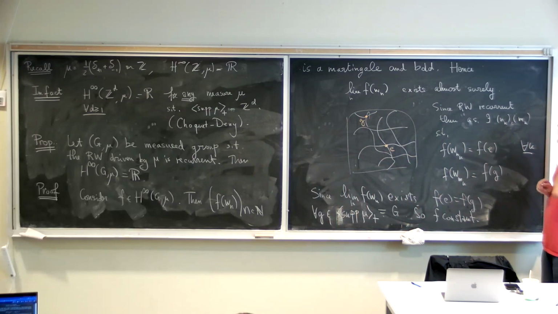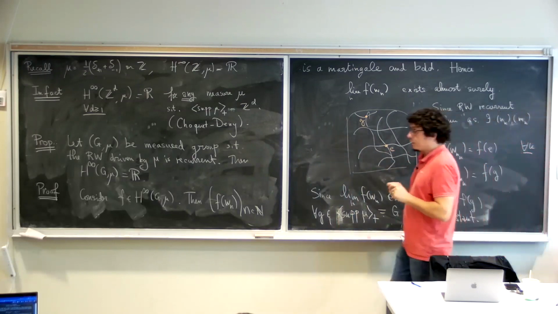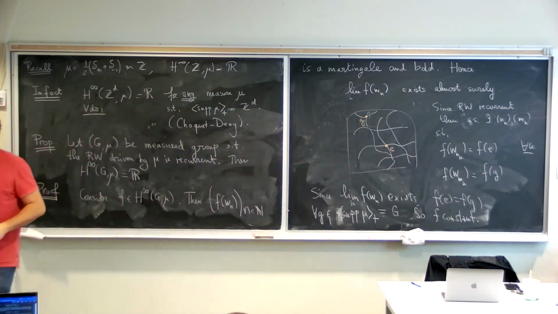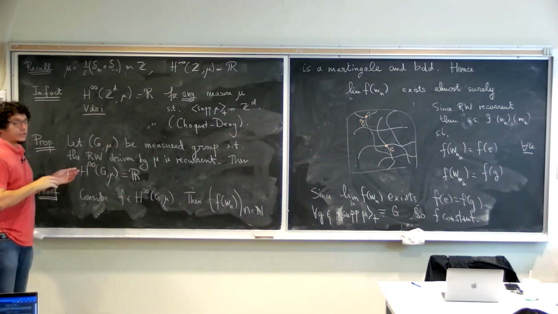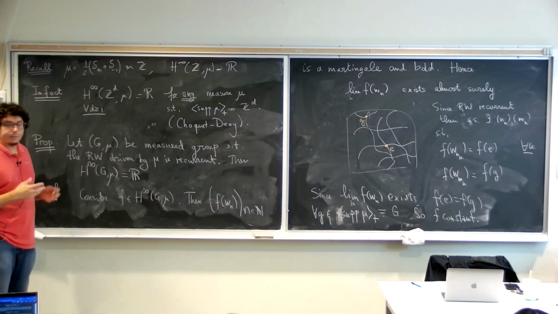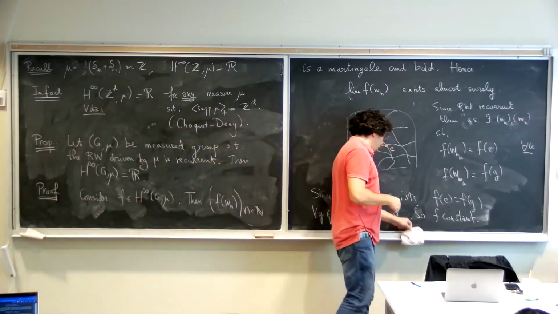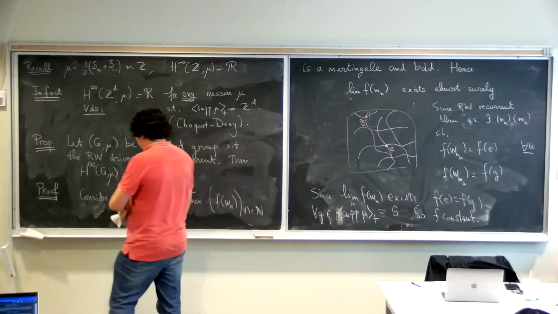Okay. So that's one way to show that the boundary is trivial. If the random walk is recurrent, then the boundary is trivial. Of course, for Z2, this is enough, but for Z3, of course, this is not enough. Okay, so now let's look at another proof.